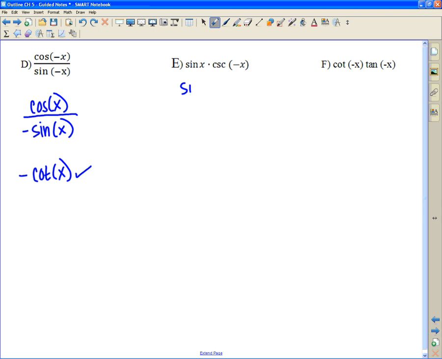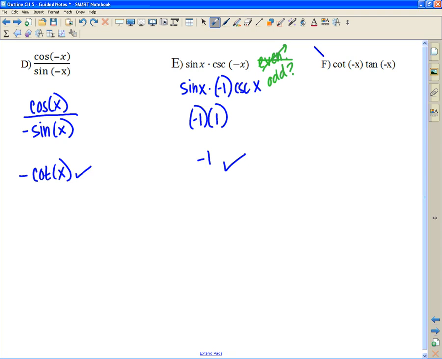Here we are with sine of x times cosecant of negative x. So I ask myself, is this even or is it odd? Hopefully you are remembering without me telling you. Cosecant goes with sine, and I recall that sine is an odd function, so cosecant is going to be odd also. So here's what I do. I put this -1 here. It needs to come out front, and then I have cosecant of x. So I know that I have sine times cosecant, which is 1, and then I also have a -1 to multiply in there, so it's -1.